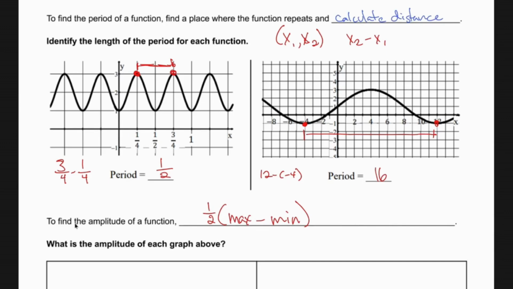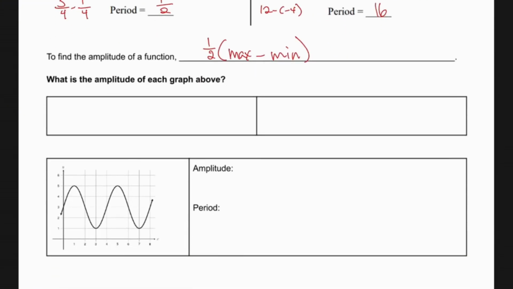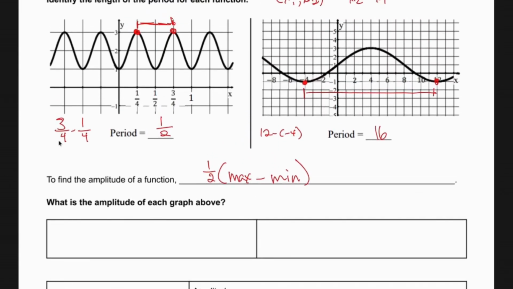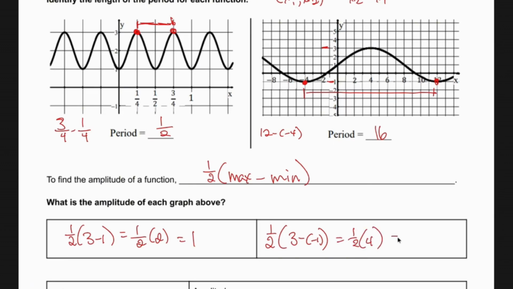All right. Same thing here. To find the amplitude of the function, take half of the maximum minus the minimum. Oh, okay. What is the amplitude of each graph above? All right, well, the maximum is 3. The minimum is 1, so half of 3 minus 1 is half of 2, which is 1. This guy, my maximum is 3. My minimum is -1, so half of 3 minus -1 is half of 3 plus 1, which is 4, and half of 4 is 2.